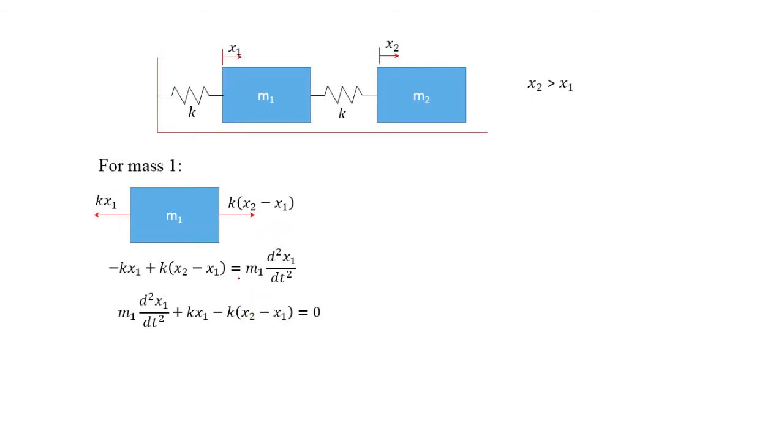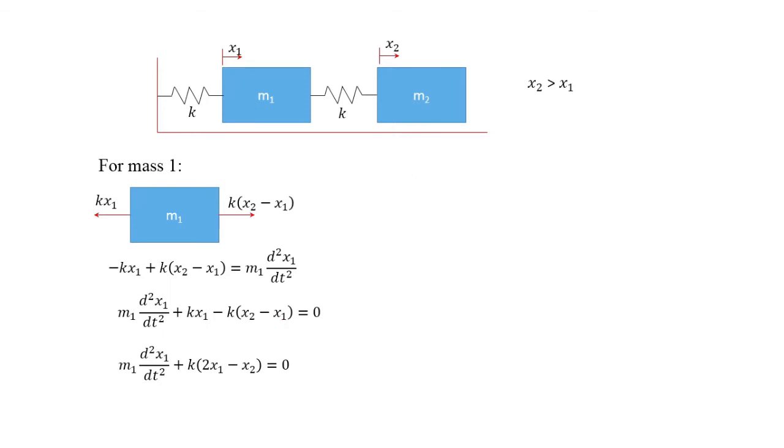Now we will try to club x1 and x2 together. For example, in this case we have k into x1 here and x1 is also here. So we'll try to club x1 and x2 together. So you will have m1 into d square x1 by dt square, which is this term, plus k into 2x1, because one kx1 is here and kx1 is here, so you'll have k into 2x1 and minus x2, which is equal to 0. So this is the simple rearrangement of equation 1 for mass 1.